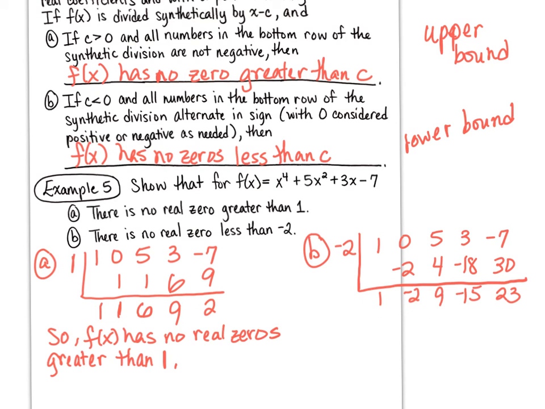So that means by part B of the boundedness theorem, f of x has no real zeros less than -2. So in other words, -2 is a lower bound. Okay? All right? So that concludes the real zeros of polynomial section for section 3.4.